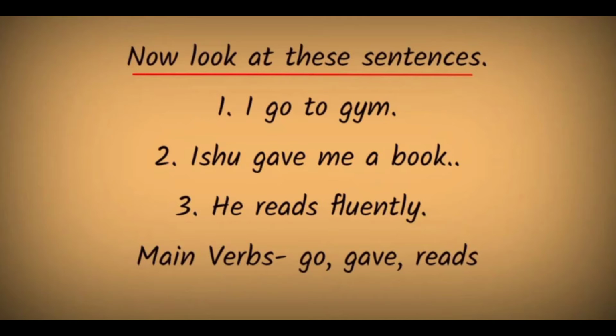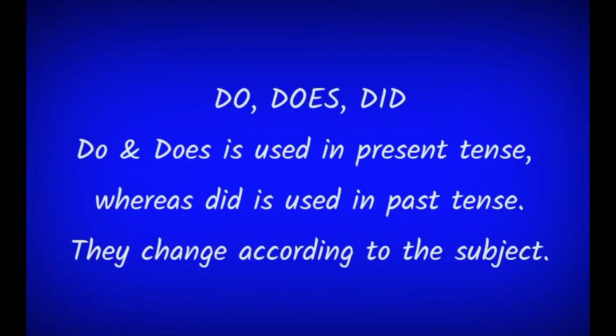We will use other helping verbs. Do, does, did. Do and does are used in present tense. That means when the sentence is talking about our present, then we will use do and does. And did is used in past tense. Those sentences which tell us about our past, at that time we will use did. Children, they change according to the subject. So we have to look at the subjects also.